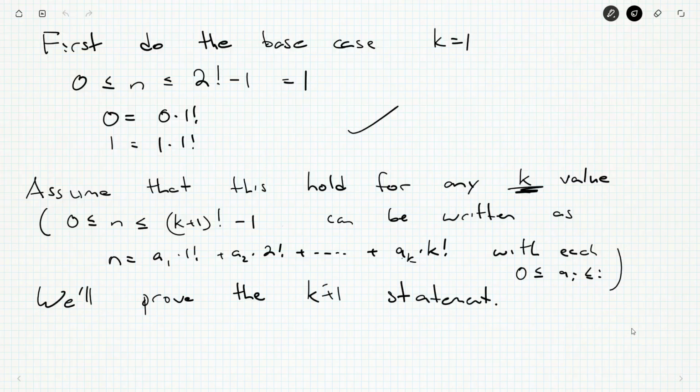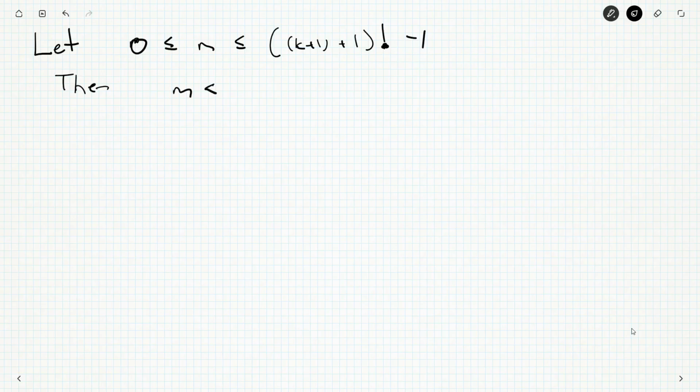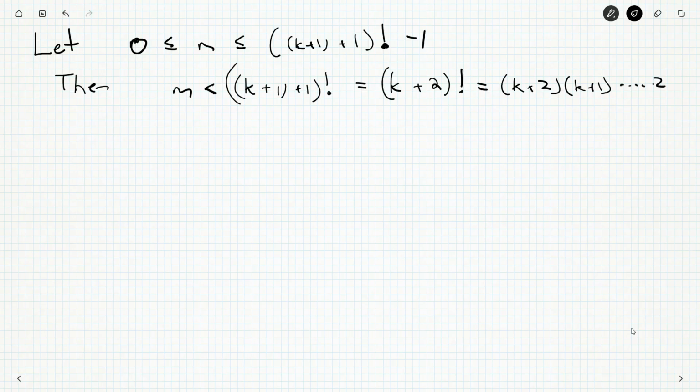Okay. So let m be between 0 and k plus 1 factorial minus 1. Okay. Let's say this. Okay. Then m is strictly less than k plus 1 factorial, which is k plus 2 factorial, which is k plus 2 times k plus 1 times all the way down to 2 times 1.